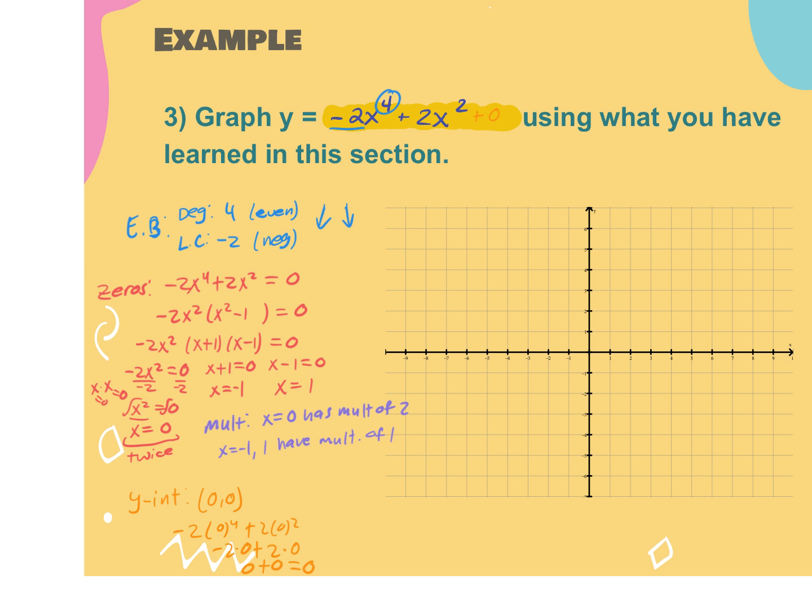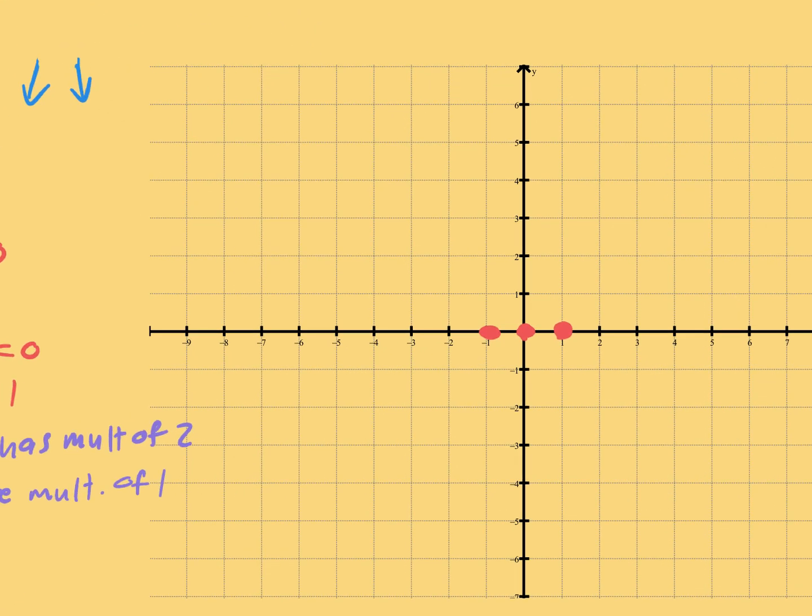Right, so I'm going to go ahead and plot the points that we found so far. We have x-intercepts at 0, -1, and 1. And we have a y-intercept also at 0, 0. That doesn't really give us much information. So maybe we can find another point. I'm going to pick a point maybe like right here. I'm going to say 1/2.